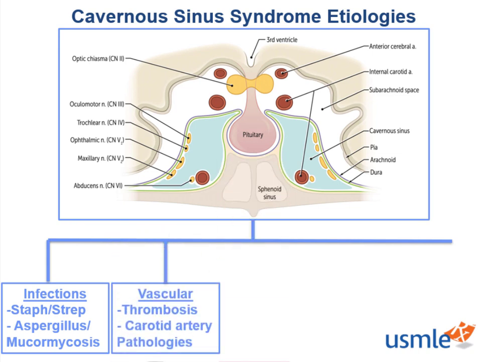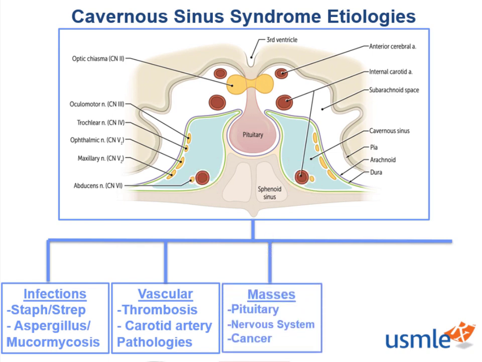Speaking of vascular issues, other non-infectious diseases, such as sickle cell anemia, can cause aseptic thromboses, A meaning without, septic meaning infection, so blood clots to the cavernous sinus without infection. Moreover, with the carotid artery passing through the cavernous sinus, pathologies of that vessel can lead to interesting presentations. Masses of the pituitary can compress the cavernous sinus, as evident by its close proximity. Nervous system masses in cancer, including metastases, can also affect this anatomy.